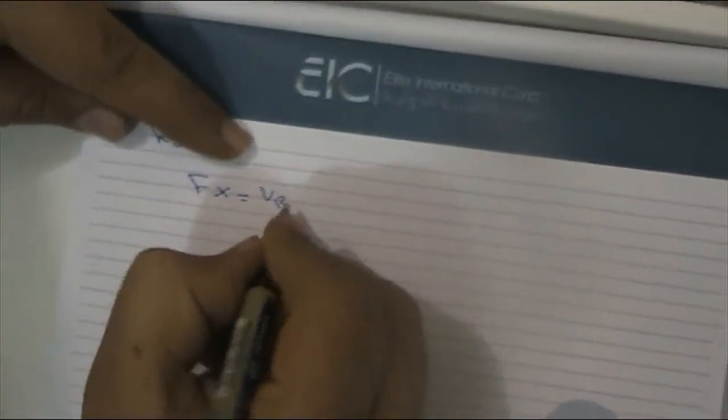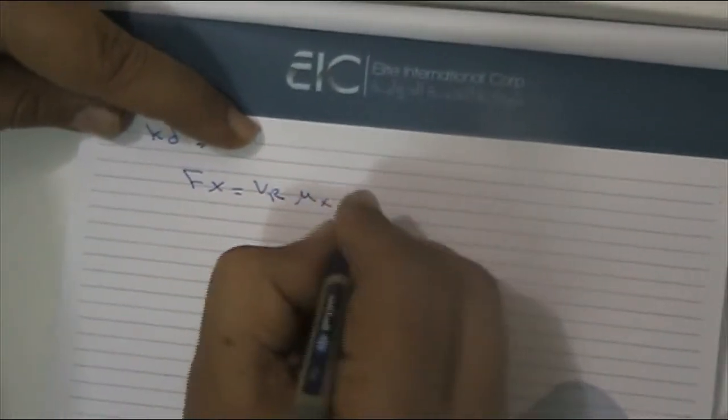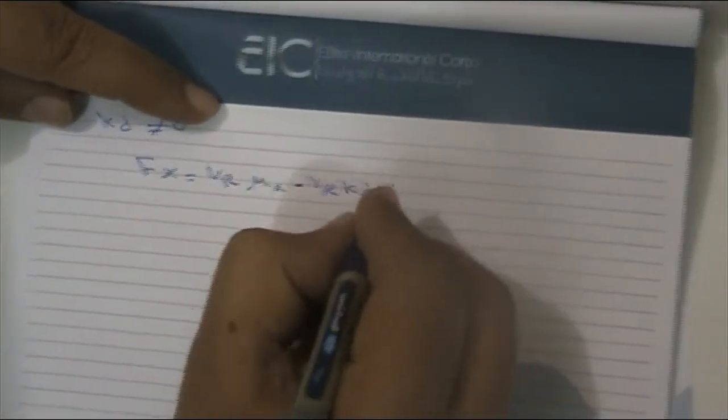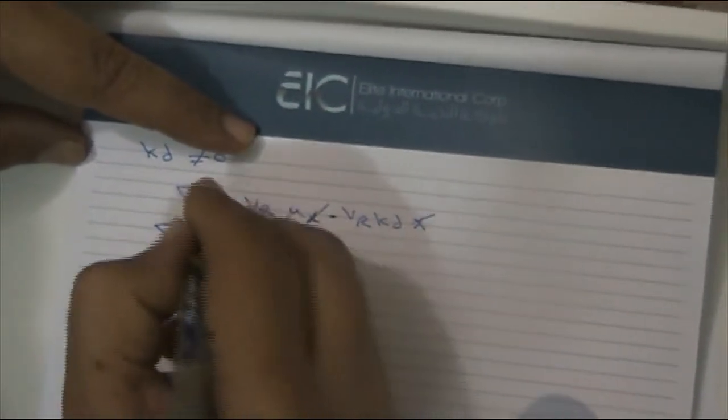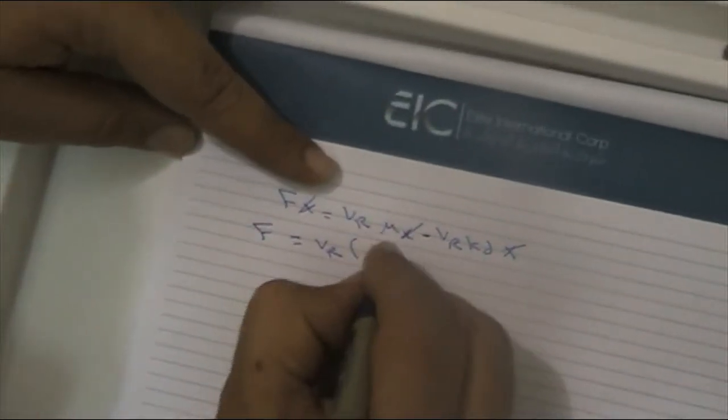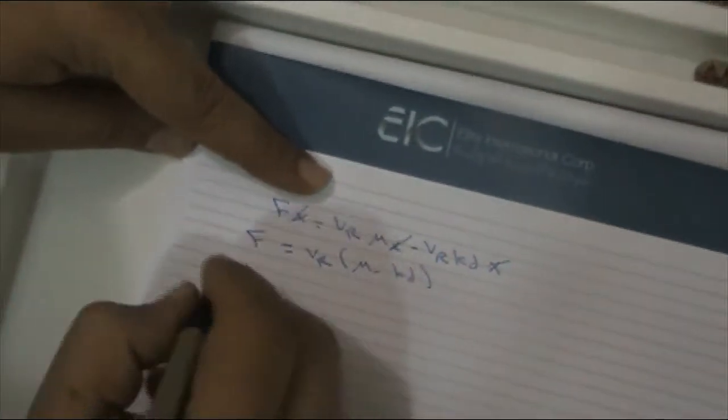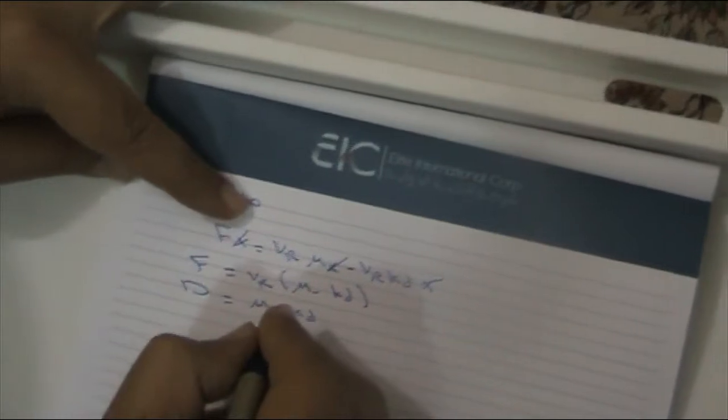Now, if we work at a condition where Kd does not equal 0, we will have F x equal to Vr mu x minus Vr Kd x, and from this, x with x, so F will be equal to Vr (mu minus Kd), so divided by Vr, that will give us D equal to mu minus Kd.